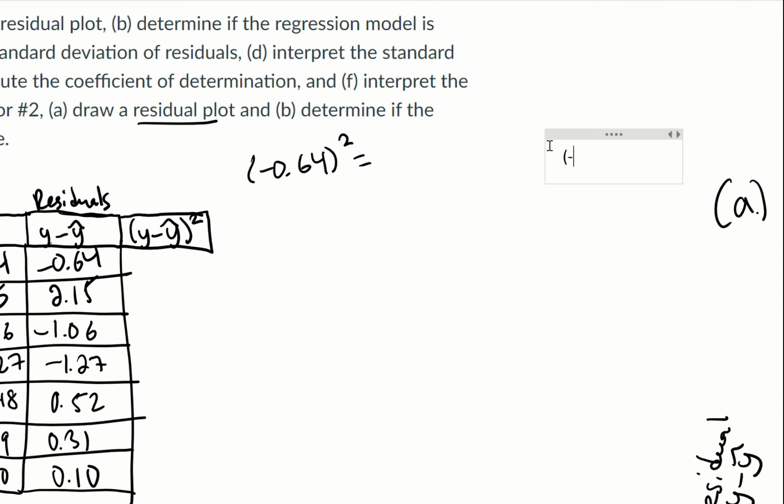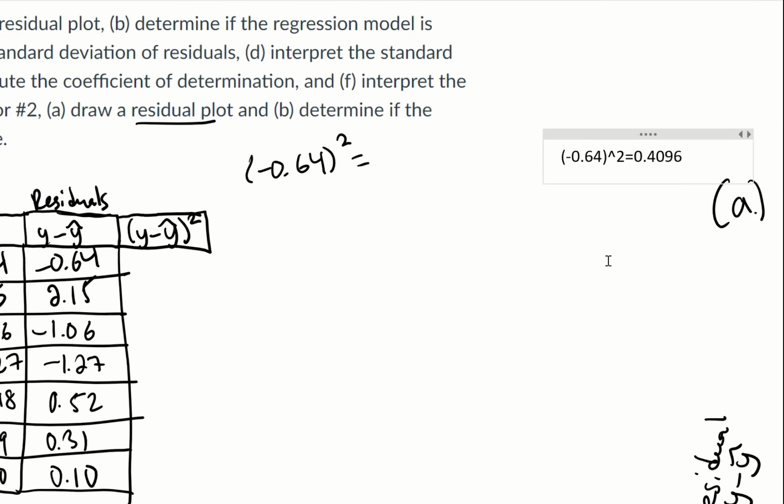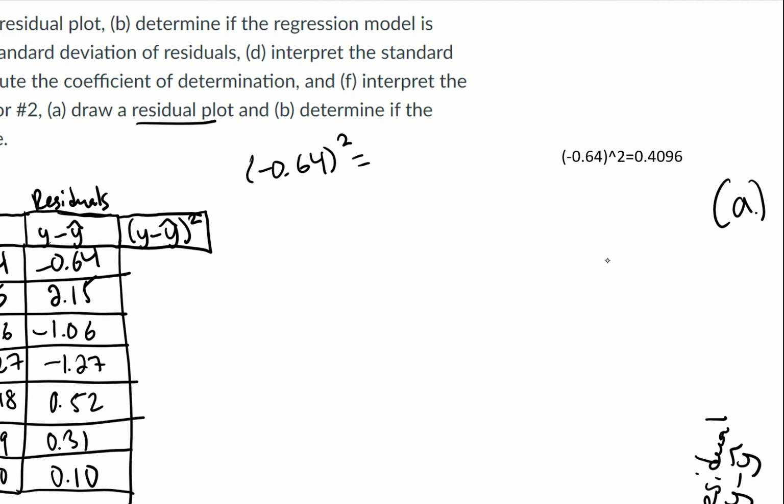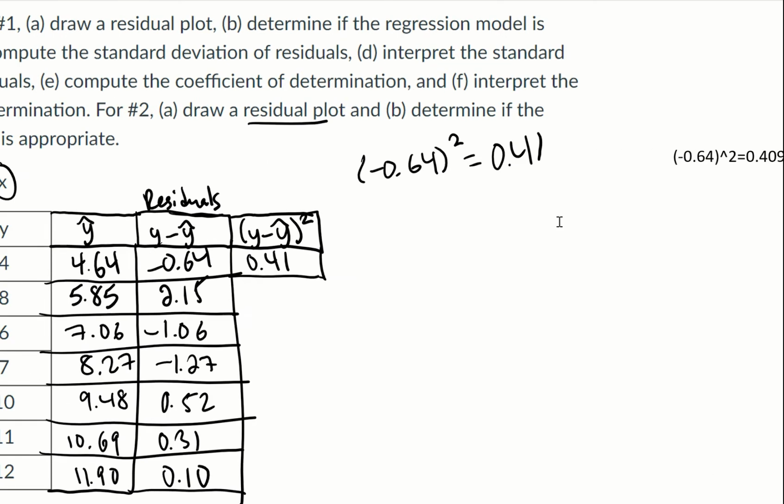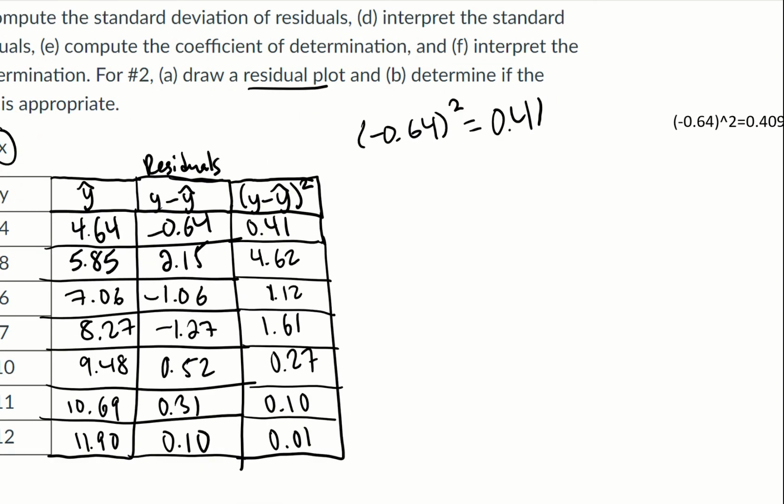When you do this on the calculator, make sure you put it in parentheses. So it's going to be 0.41. We're going to round this to 2 decimals, remember. So this is about 0.41 and so on. So we're going to get the rest of those numbers. All right, so we went ahead and finished the rest of the numbers. Remember, we rounded to 2 decimals. So we squared 2.15 to get 4.62. We squared negative 1.06 to get 1.12.